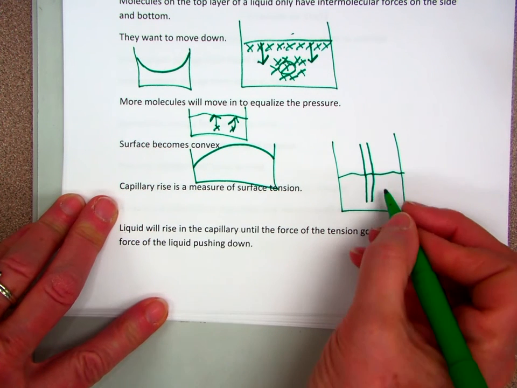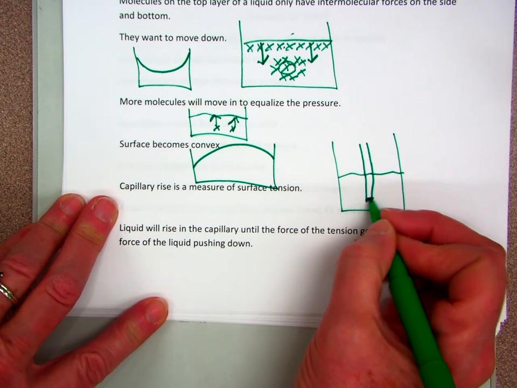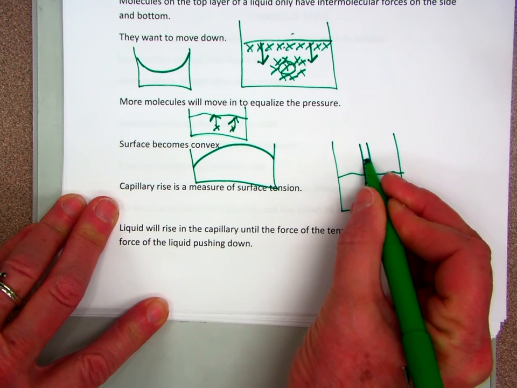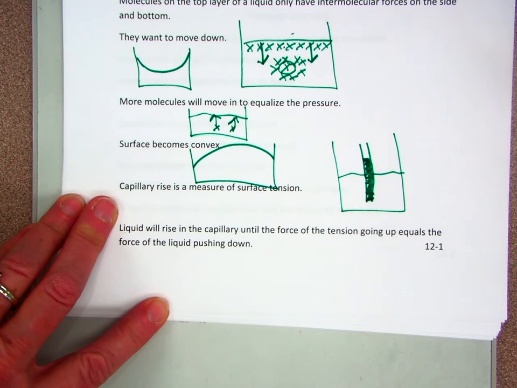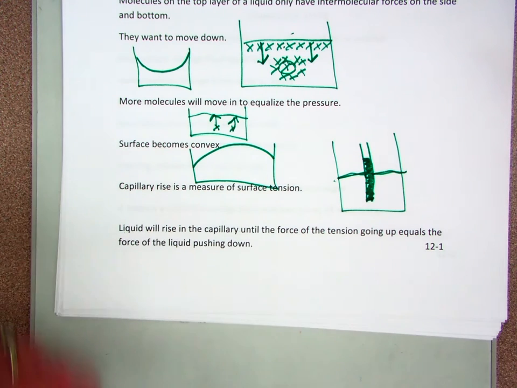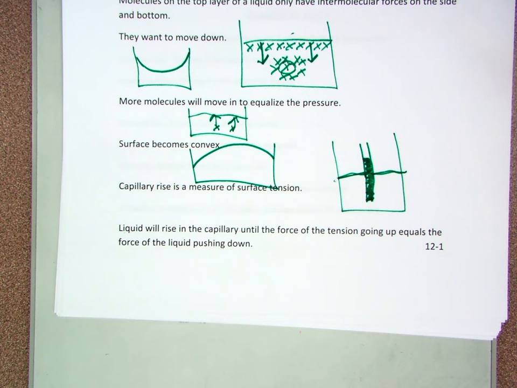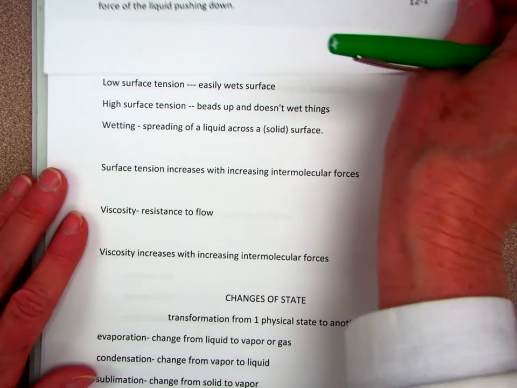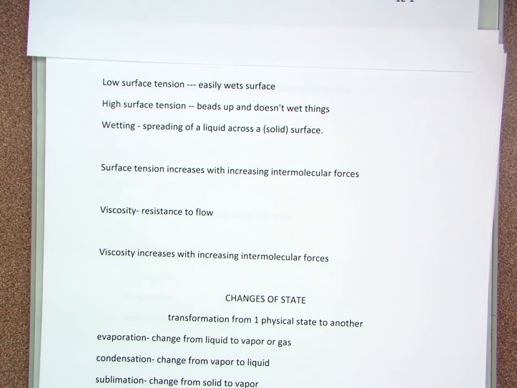So what happens is you have such high surface tension, the molecules are hanging on, that the liquid in the capillary will actually rise up above the level of the liquid in the container. And we call that capillary rise. And this is a measure of surface tension. So the liquid will rise until the force of the tension going up is equal to the force of the liquid pushing down. And things with high intermolecular forces have high surface tension and high capillary rise.